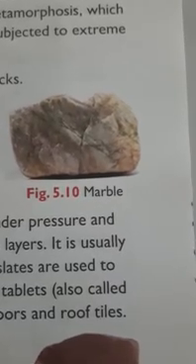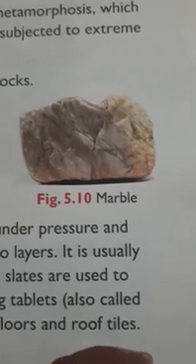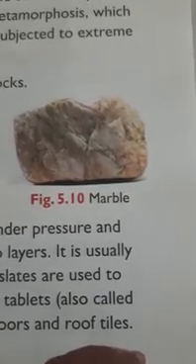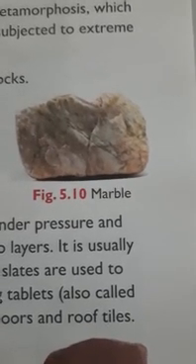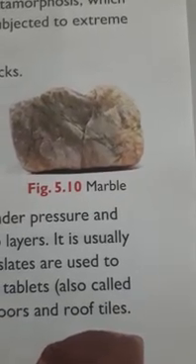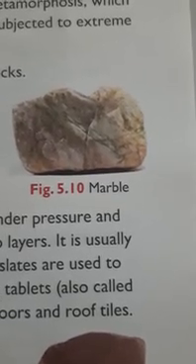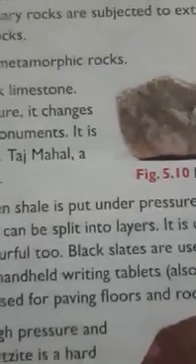What happens when limestone is subjected to heat and high pressure? It changes into marble. Marble is used in making statues and monuments. It is also used to make floors, pillars, and slabs in houses. The best example, Taj Mahal, a famous monument in Agra, is made up of white marble.